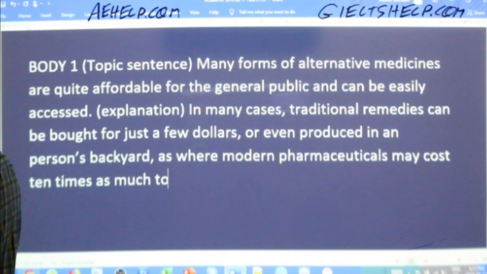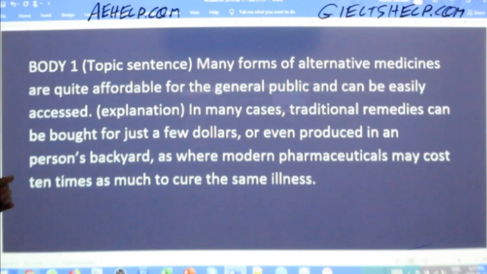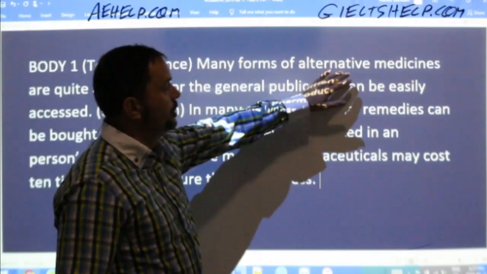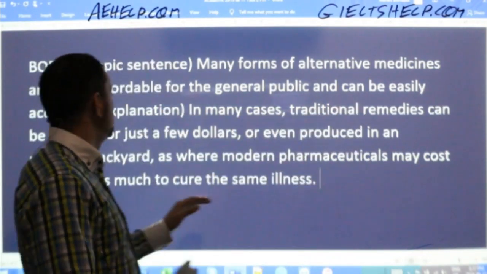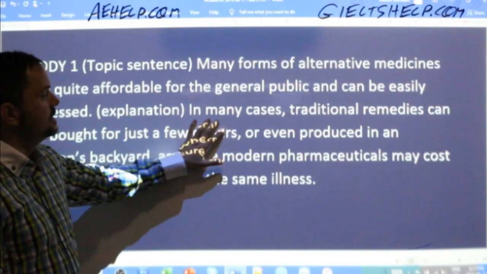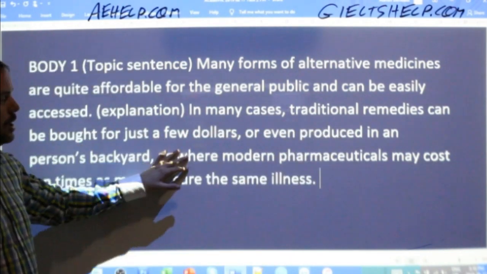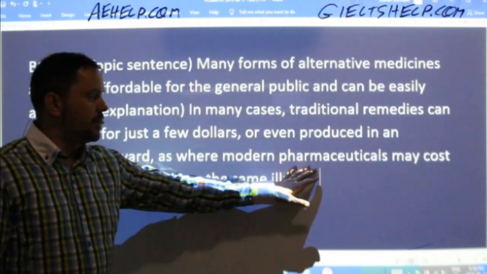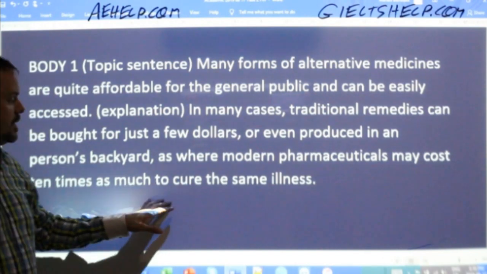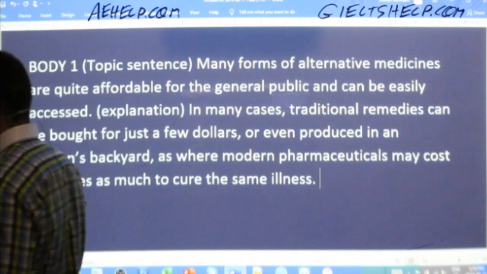As much to cure the same illness. Okay, so that's my explanation. Many forms of alternative medicines are quite affordable for the general public and can be easily accessed. In many cases, traditional remedies can be bought for just a few dollars or even produced in a person's backyard, whereas modern pharmaceuticals may cost 10 times as much to cure the same illness. Okay, so far so good.